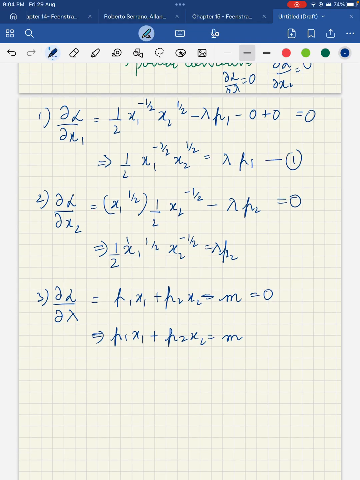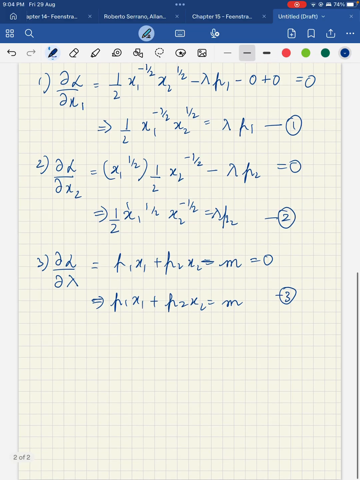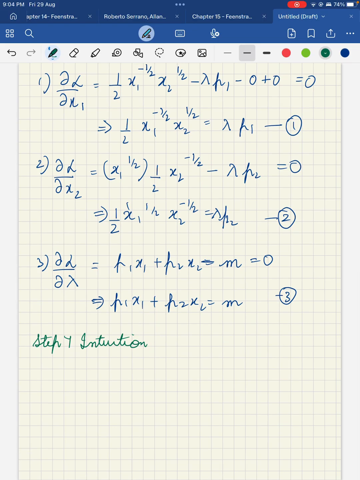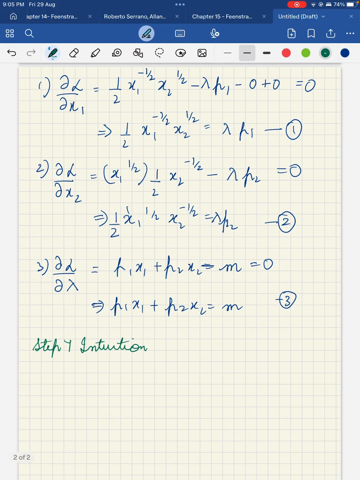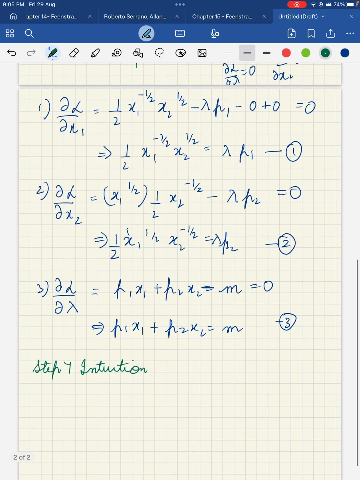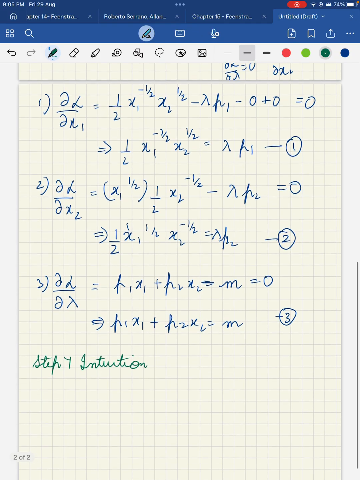Now I have three equations, equation 1, equation 2 and equation 3. Three variables, x1, x2 and lambda. I can solve these three variables. But there is another step, which is intuition, how to go about it. If you think of it, looking at equation 1 and 2, I notice that if I divide equation 1 by equation 2, something happens. Lambda cuts across and I get a very simplified version of this.